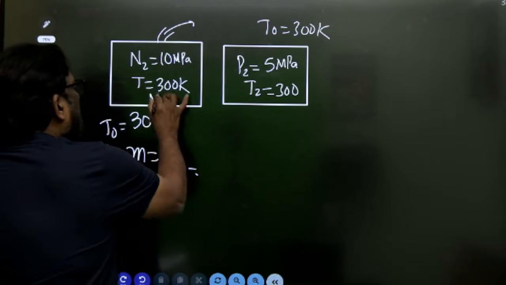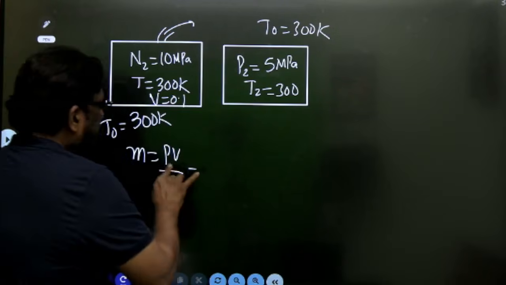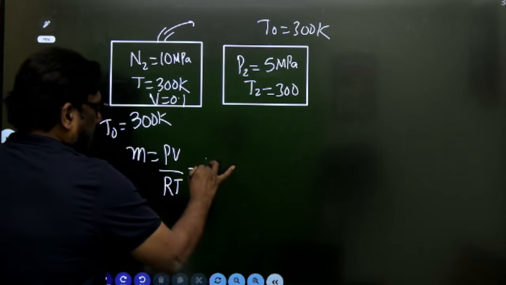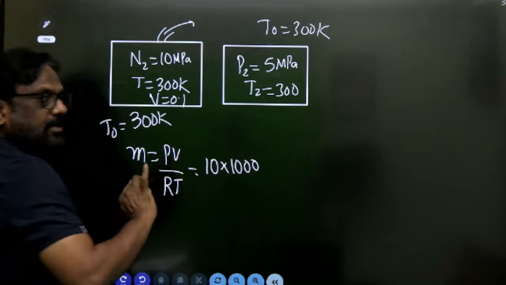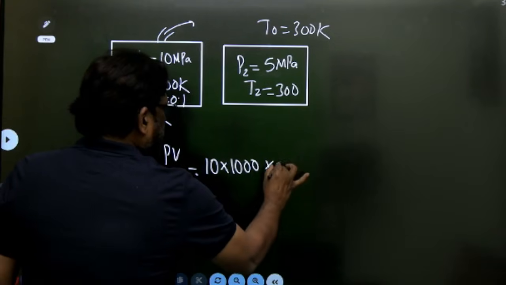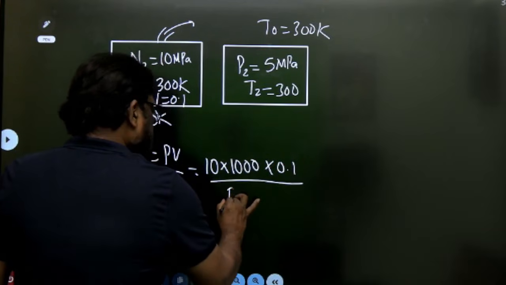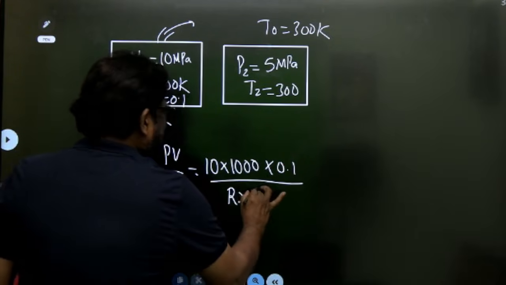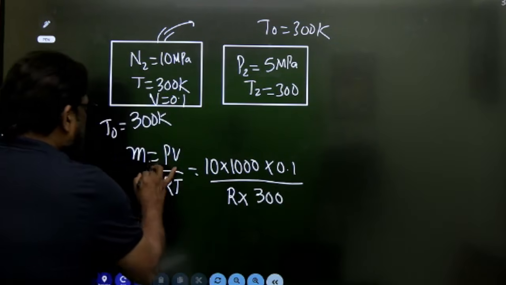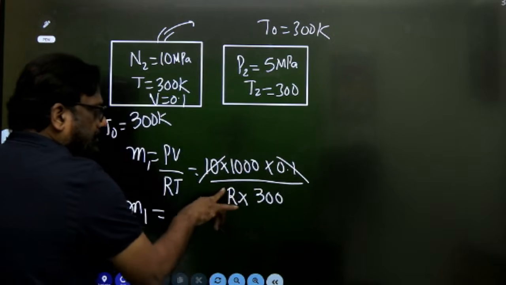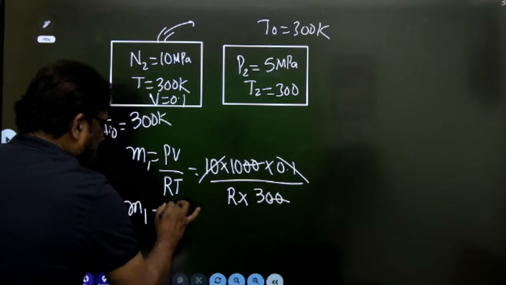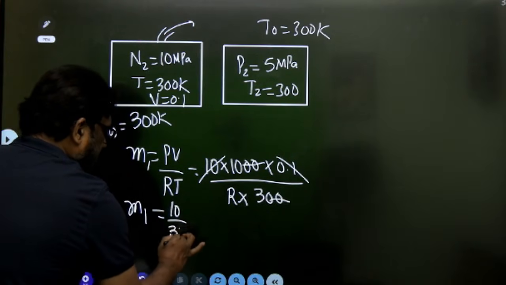देखो, the volume of the container is not changing. तो एक बार pressure is 10 megapascal. Megapascal को आप किलो पास्कल में convert करना. So I multiply with 1000. So V volume is 0.1 by R, I say रख दो, and initial temperature is 300. So the initial mass of the nitrogen in the container is, तो ये 10.1 से गया तो ये दो zeros गए. So initial mass is 10 by 3R.